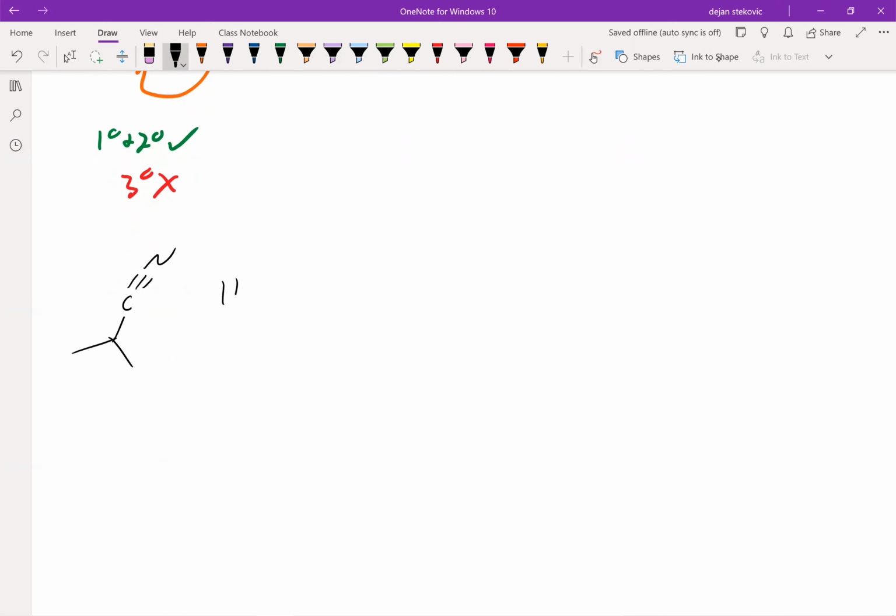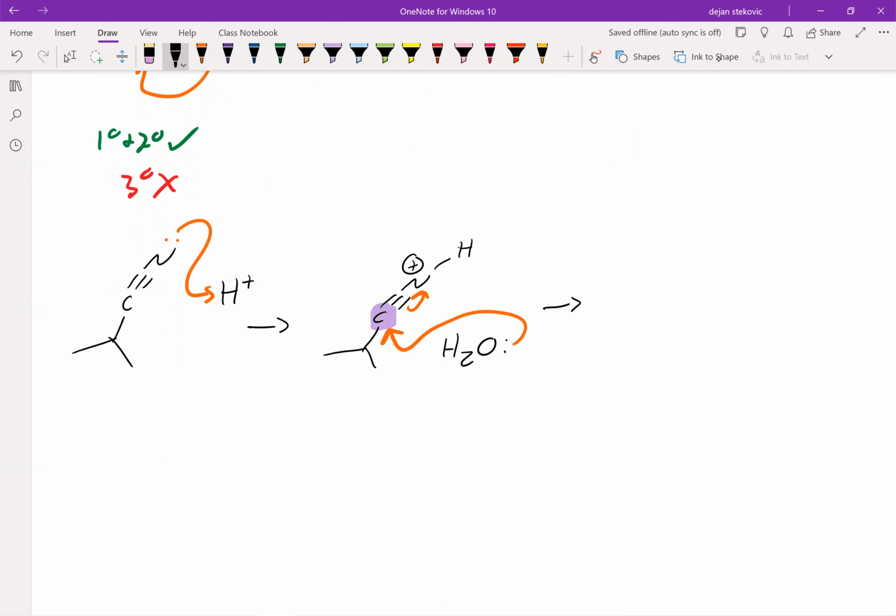So we've got our nitrile. We're in acidic solution. So remember, we generally want to avoid negative charges in acidic solution. So the first thing we're going to do is take that lone pair and pick up this H+. Now we've got a positively charged nitrogen, which makes our carbon more electrophilic. So what we can do is take a water molecule, right? Water, not hydroxide, because we're in acidic solution. And then we can attack this carbon and kick off one of the pi bonds onto the nitrogen.